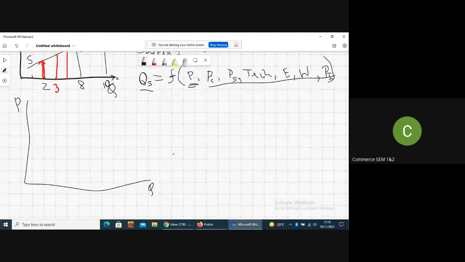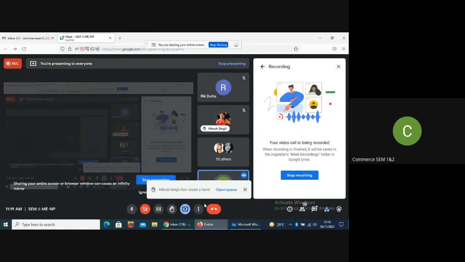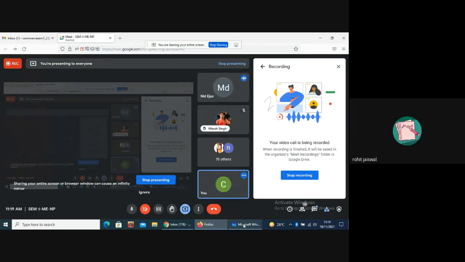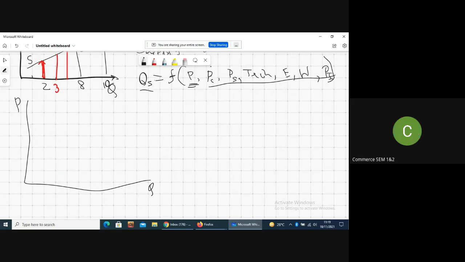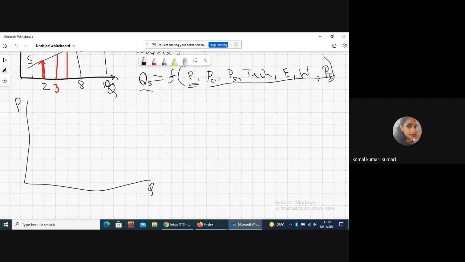So what are complementary goods? Yes, anyone? Tea and coffee. Sir, repeat the question. I'm asking you, give me complementary goods. Complementary goods are goods whose appeal increases with the popularity of its complement. Complementary goods are jointly demanded. Yes, but we are talking about it from the supply side.